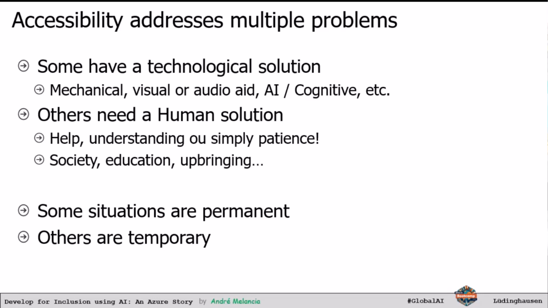I mentioned someone who is old or has a broken leg. And remember, a broken leg is a temporary situation. But still requires our help, so give them a seat on the bus. That is a human solution. Not everything has a technological solution. Sometimes a human solution is more than enough.